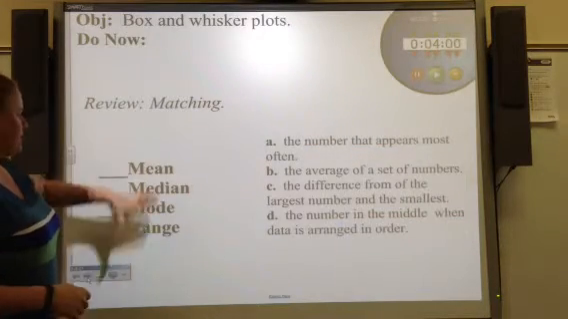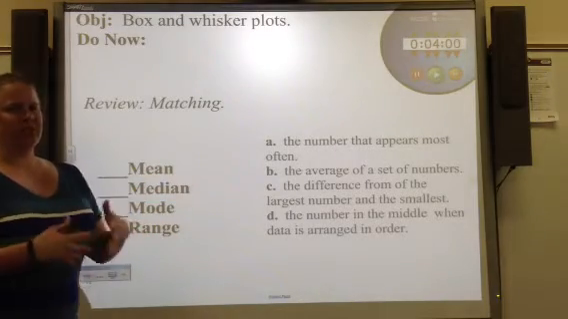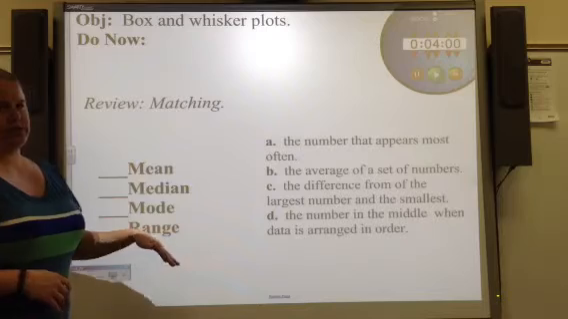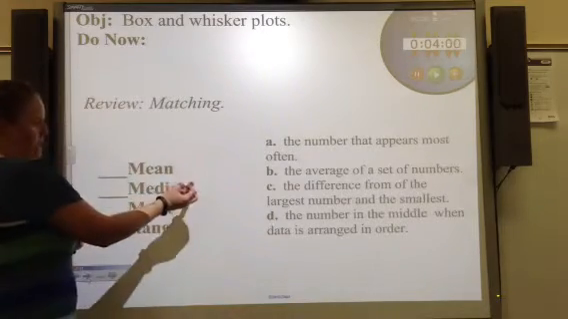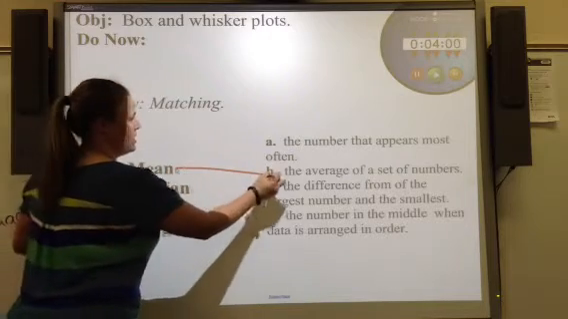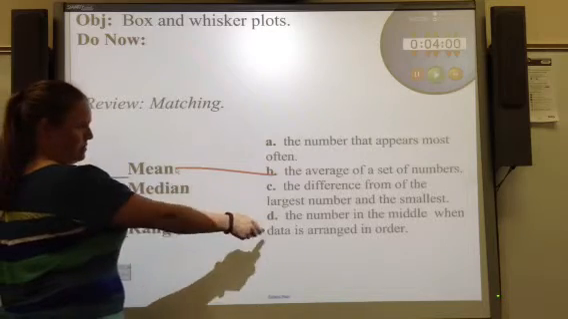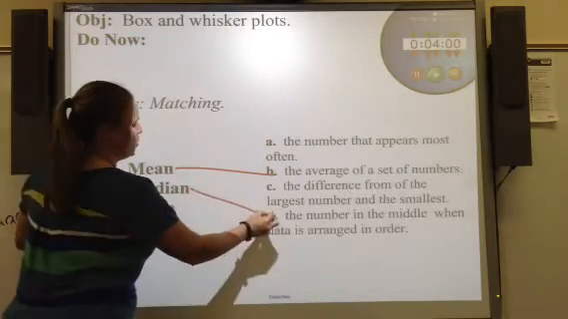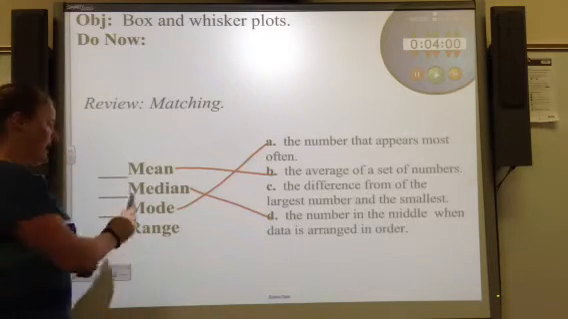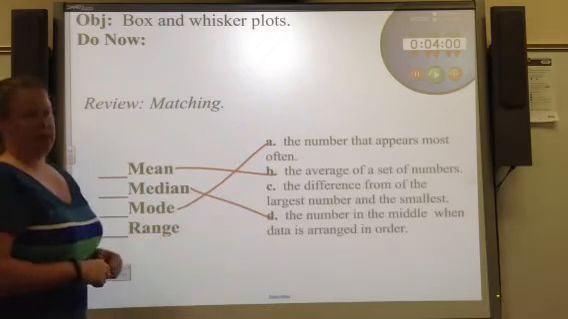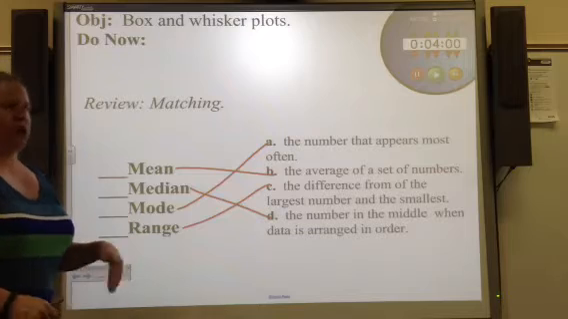Just as a review, we've got the four: mean, median, mode, and range, and you've got the four definitions. If you're still not quite sure, I would record these. If you feel pretty confident about all four of them, don't worry about it. The mean is the average for the set of numbers. The median is the number in the middle of the data when it's arranged in order. The mode is the number that occurs the most times. And the range is the difference of the largest and the smallest data points. So if you need to write it, write it. If you don't, I trust you.